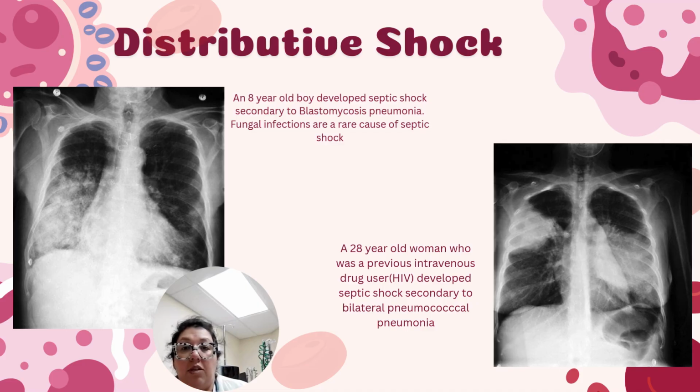These are a couple images of distributive shock. In the picture on the left, an 8-year-old boy developed septic shock secondary to blastomycosis pneumonia. Fungal infections are a rare cause of septic distributive shock, but they are possible. In the picture on the right, a 28-year-old woman who was a previous intravenous drug user and developed HIV, later developed septic shock secondary to a bilateral pneumococcal pneumonia, which is a form of distributive shock.